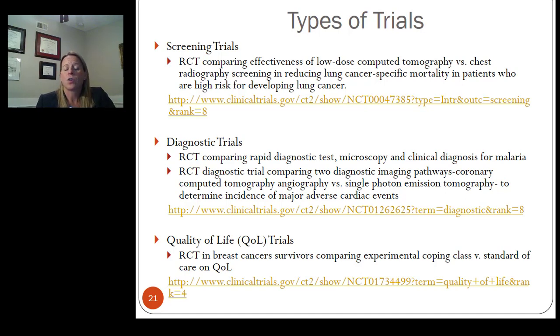We can also have diagnostic trials to compare different types of diagnostics for a variety of outcomes, diseases that we're interested in. And then we also have quality of life trials. This is kind of a more recent addition to the repertoire of clinical trials. But here we could be interested in randomizing groups to one form of intervention versus another to evaluate a measure on subjects' quality of life. This is an important area that's growing due to the need for having more patient-reported measures in clinical research.